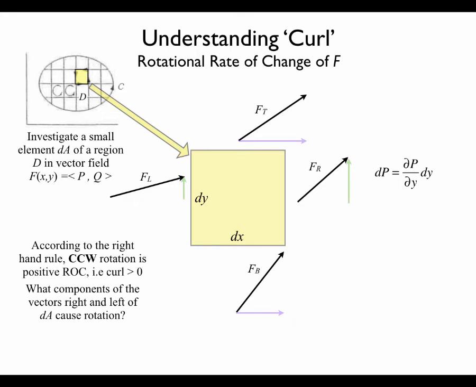And so what's our rate of change of how much Q changes, how much that green vector changes for a change in X? What's that rate of change? Partial of Q with respect to X. So both of these, the partial of P with respect to Y and the partial of Q with respect to X, are contributing to rotation around this point.